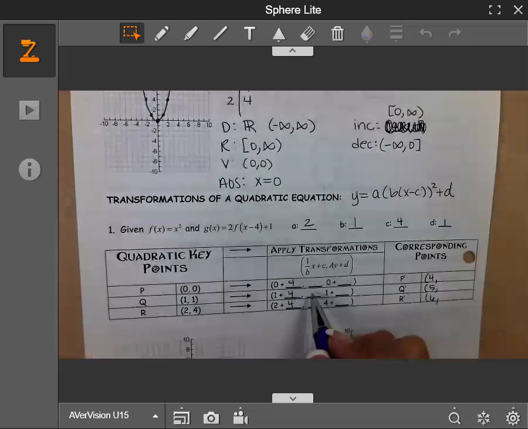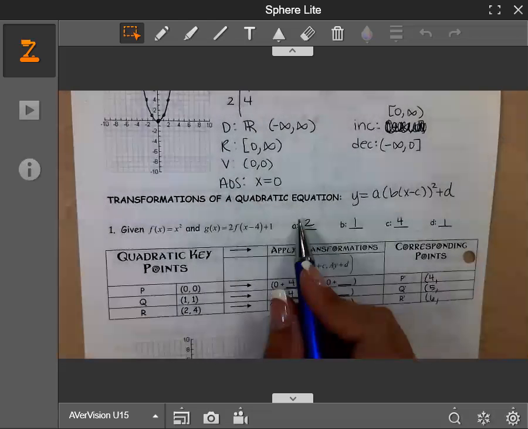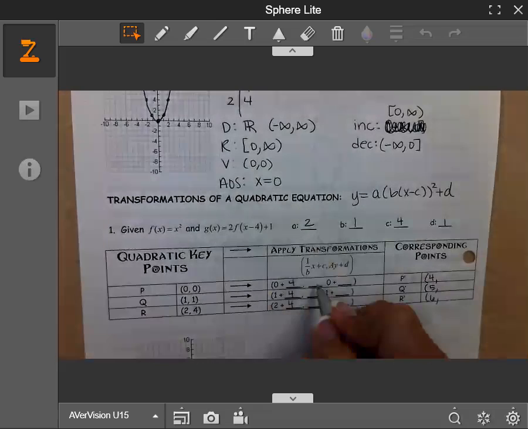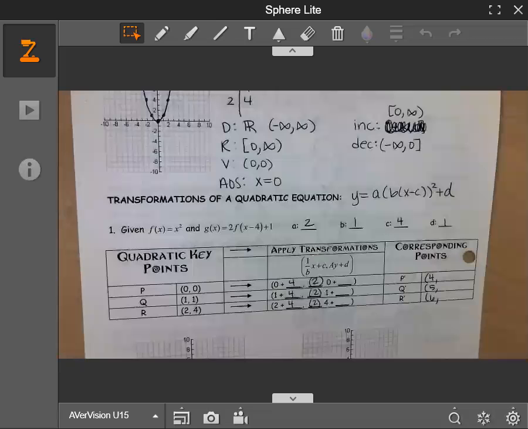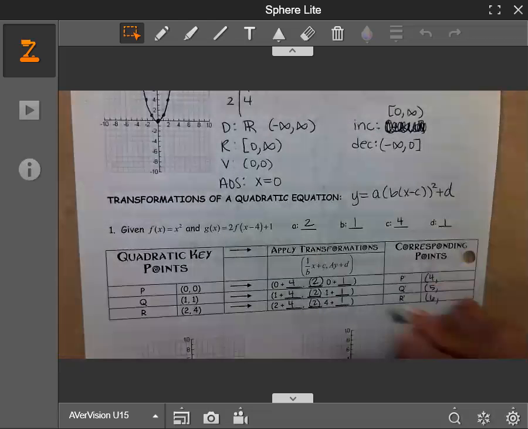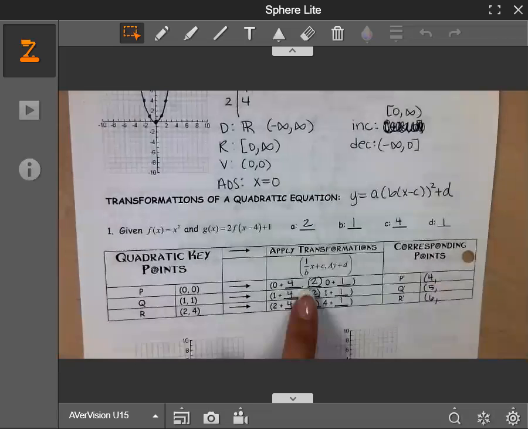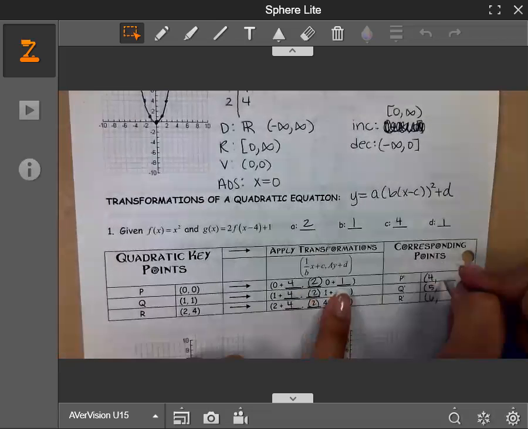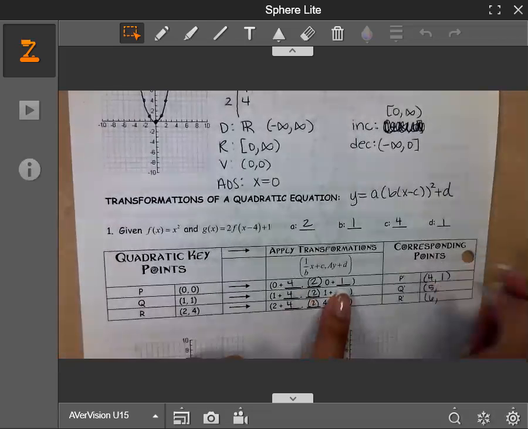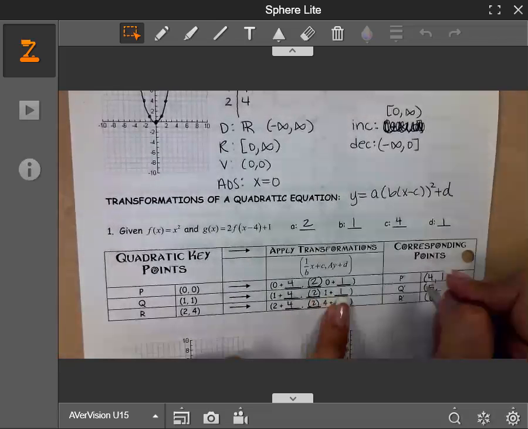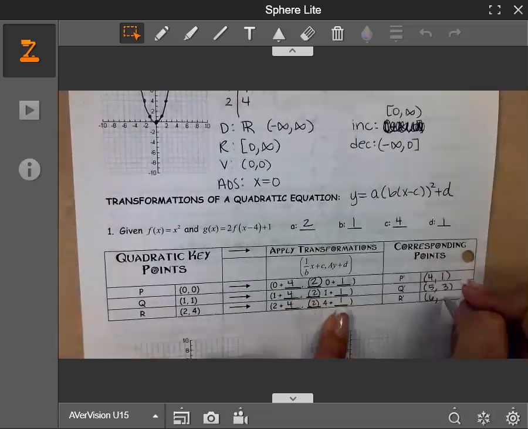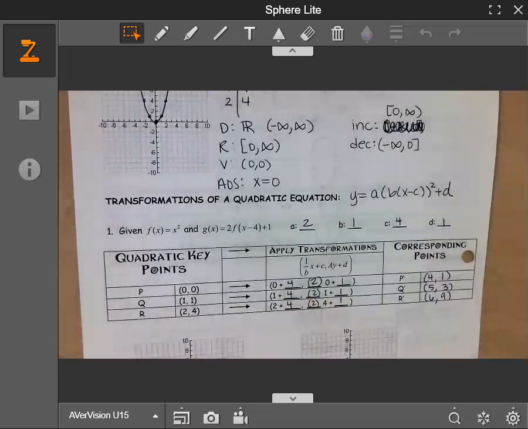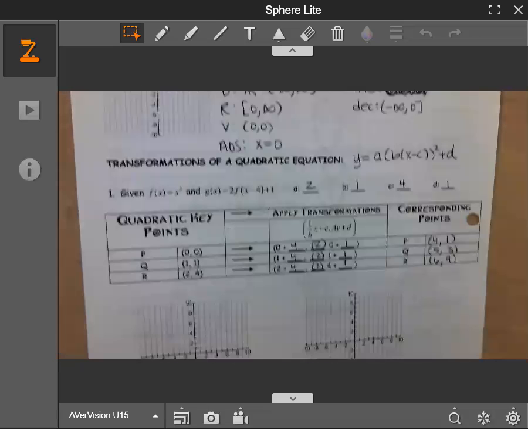For our y values, we need to multiply times the scale factor. So we're going to multiply each one of these y values times 2. And then we're going to add 1 because that's our d value. So 2 times 0 is 0 plus 1 is 1. 2 times 1 is 2 plus 1 is 3. And 2 times 4 is 8 plus 1 is 9. So now we've got our new points, and I'm going to go ahead and graph them here so we can see the difference.